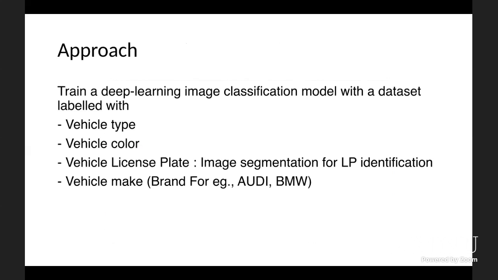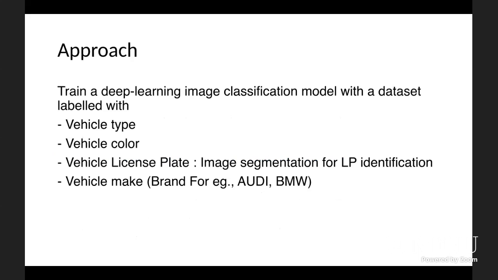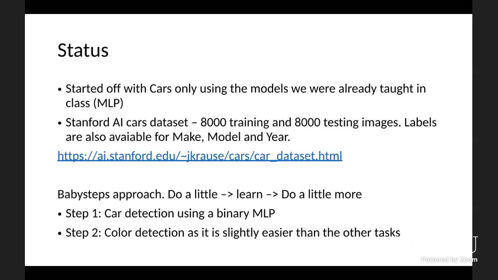So the approach would be to train a deep learning image classification model with a labeled data set, hopefully with vehicle type, vehicle color, vehicle license plate, and vehicle make. So that's the thing we want to do. And right now, where we are is we started off with cars, which was the initial idea for the assignment. So that's where we started off.